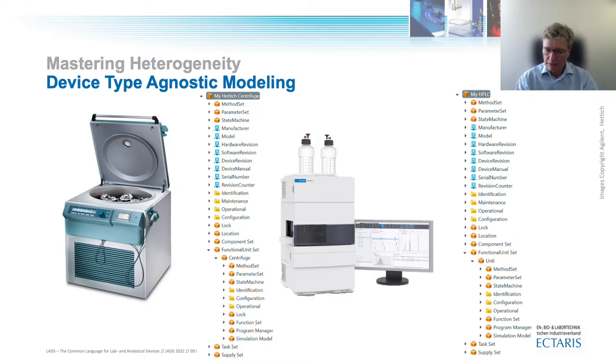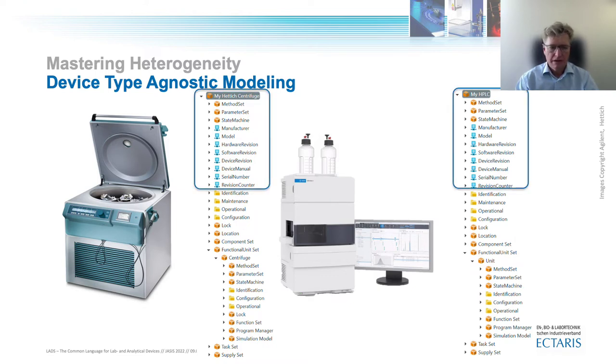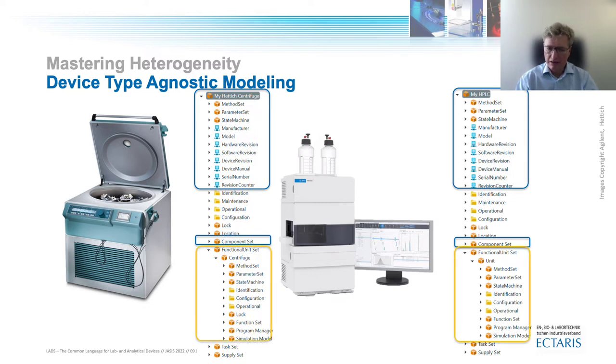They are both devices with their nameplate. Their hardware components are modeled in the subtree called components set. The functional unit, the yellow box, provides the functional view of the instruments. The instrument-specific functions can be found in the function set, the green box, where all functions adhere to standardized LADS patterns.